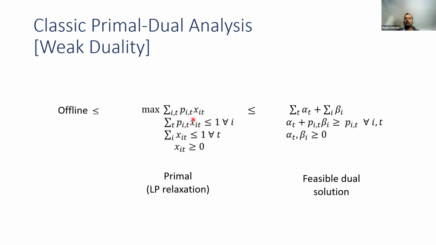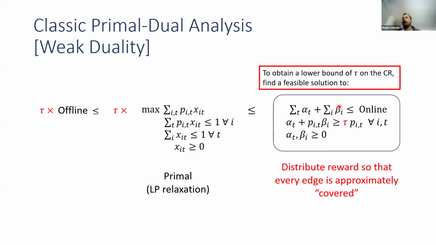So that gives me this LP, and I can look at the dual of this LP, and by weak duality, any feasible dual solution has an objective that's at least as much as the LP. The LP is an upper bound on offline. So I can use this to find the competitive ratio as follows. If you give me an online algorithm and I want to show that it is tau competitive at least, all I have to do is find a feasible solution for this linear system. So that certifies, using weak duality, that I have a tau competitive algorithm.